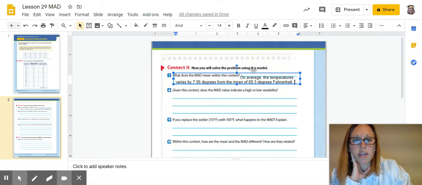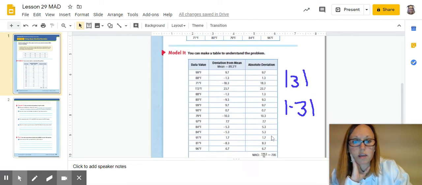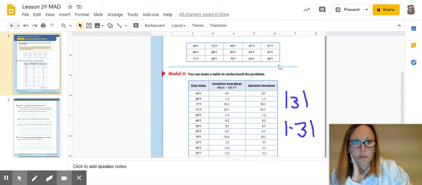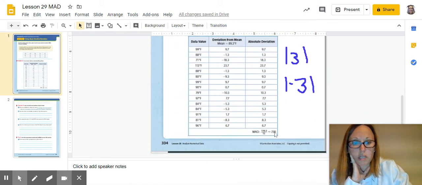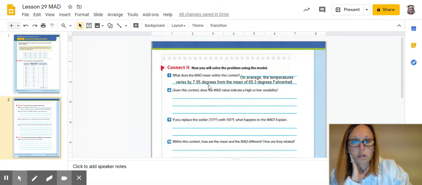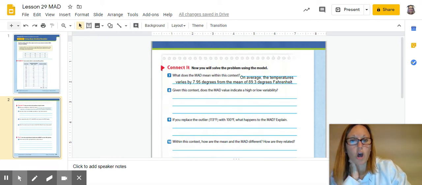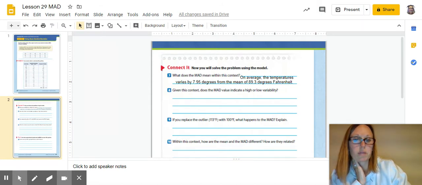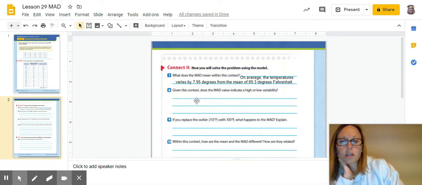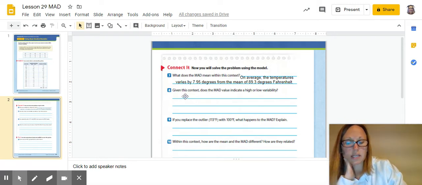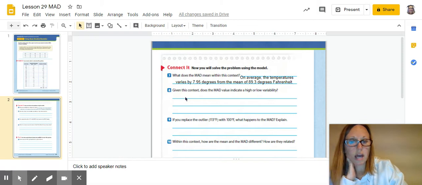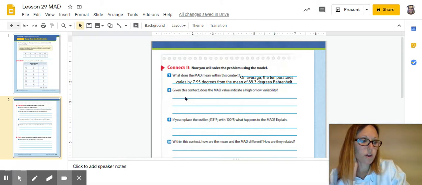So they tell us that the MAD, or the mean absolute deviation, is 7 and 95 hundredths. They told us that the mean was 89 3/10. So what does the MAD mean? It means on average, the temperatures vary by 7 and 95 hundredths degrees from the mean. Number 8 says, given this context, does the MAD value indicate a high or low variability?